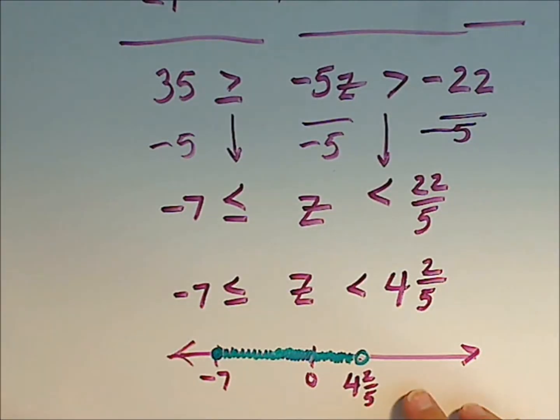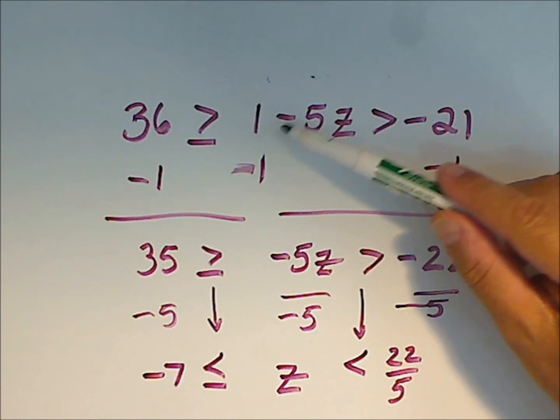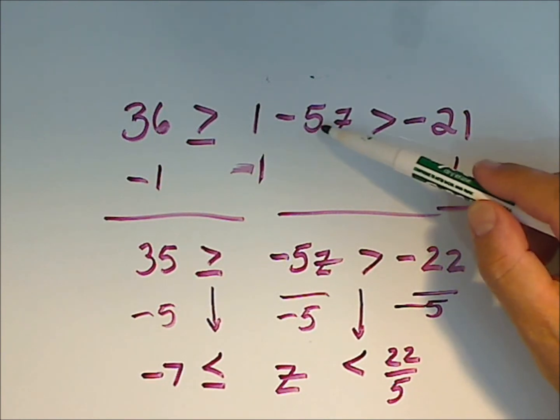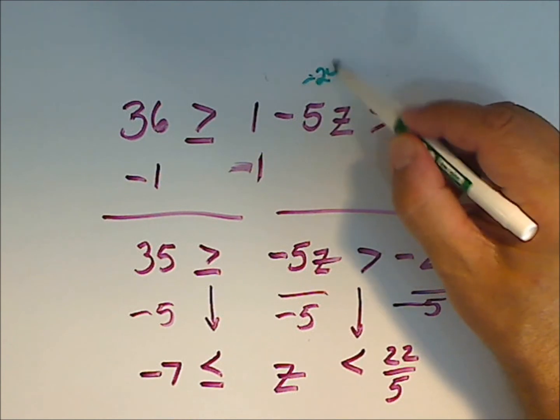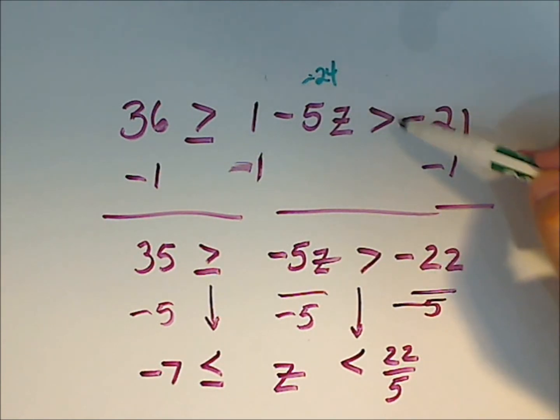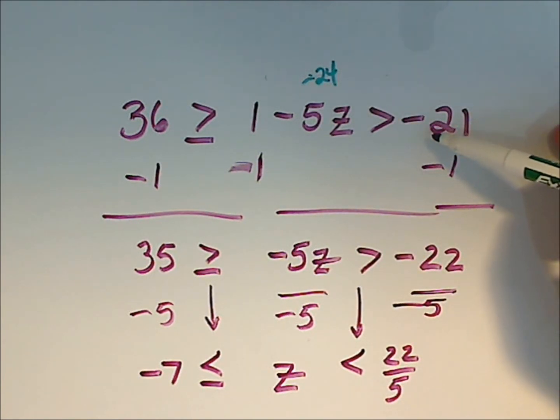We can also try something outside. Now remember, this is an and. Let's try 5. That should not work. 1 minus 5 times 5, that's a negative 25. 1 minus 25 is negative 24. Negative 24 is not greater than negative 21.